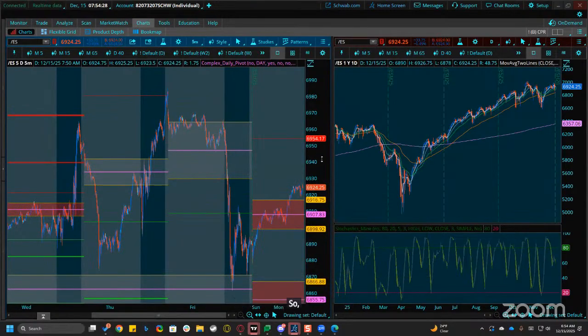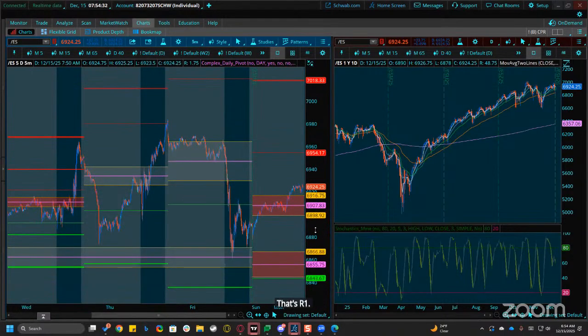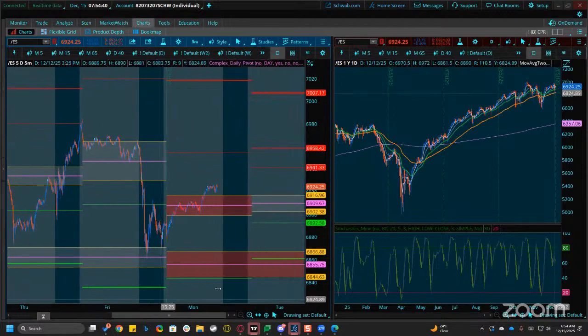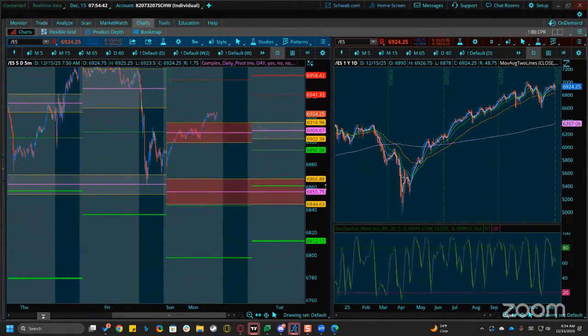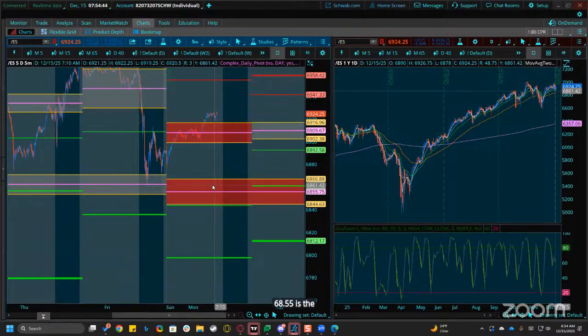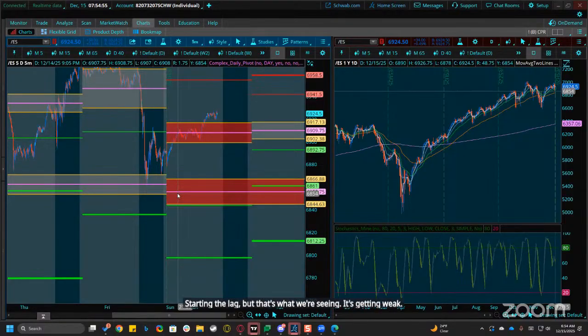So upside 69.54, that's R1, and S1 68.44 basically. 68.55 is the weekly pivot, slightly lower than last week's. That's bearish. We don't want our weekly floor pivot starting to lag, but that's what we're seeing. It's getting weak. It's opening lower than the previous week.